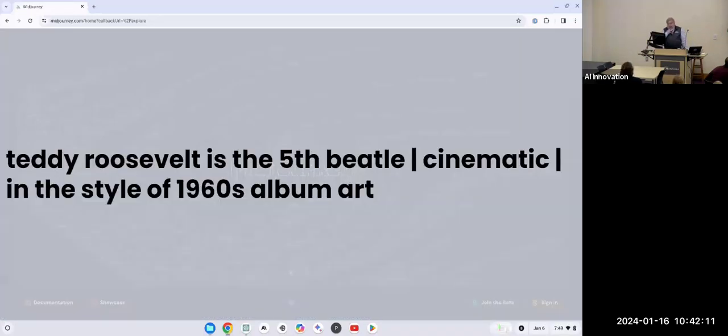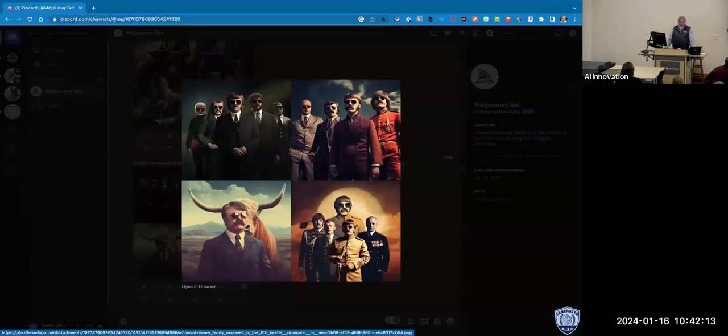If I want Teddy Roosevelt to become the fifth Beatle, there we go. Although clearly, the one on the lower left-hand side is Nick Offerman, but still.